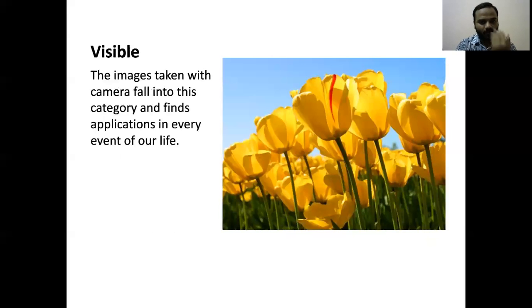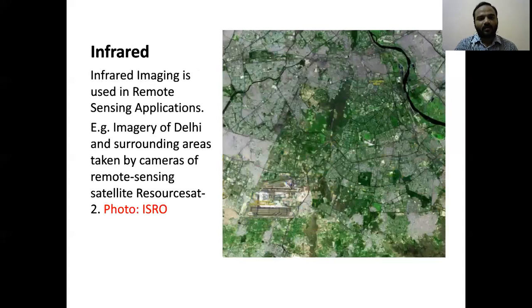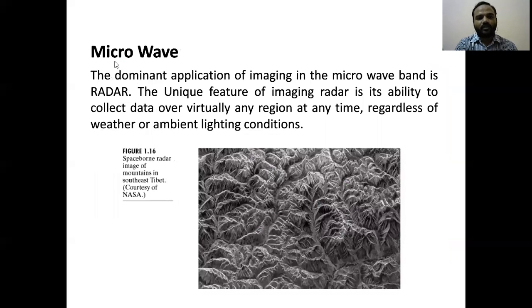Next one is visible. This is where humans can visualize. Infrared, and this one is used for urban planning. Microwaves: they are used in adverse weather conditions and irrespective of time, that is day or night. They can be used to get the images. Here one image is shown of spaceborne radar.